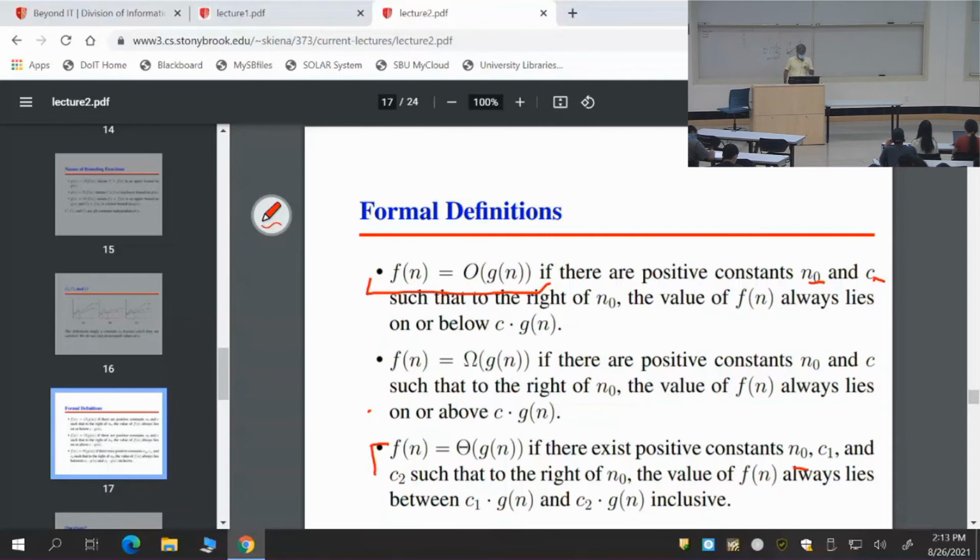Okay, let's see what this means now. Let's look at some examples. But any questions about the definitions? Whenever I want to think about these things, I go back to the definition, because sometimes these things get tricky. If you follow the definition, everything works out fine.